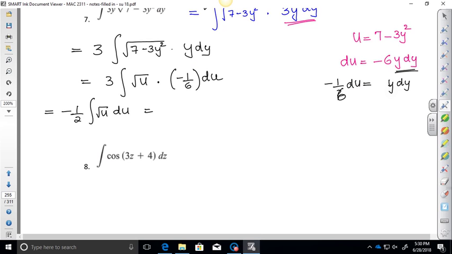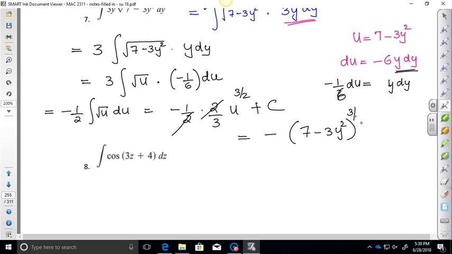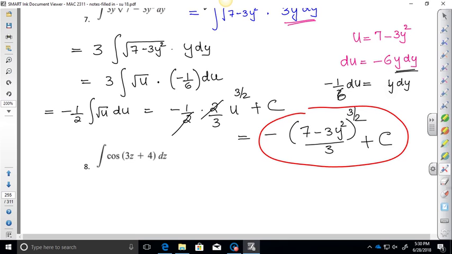Go ahead, integrate it. Now we can integrate. Square root of u, we know the integral. What is it? 2/3 u to the 3/2 plus c. I can cancel 2 and 2. Then I change u back to 7 minus 3y squared to the 3/2 divided by 3 plus c. This is called the integration by substitution.